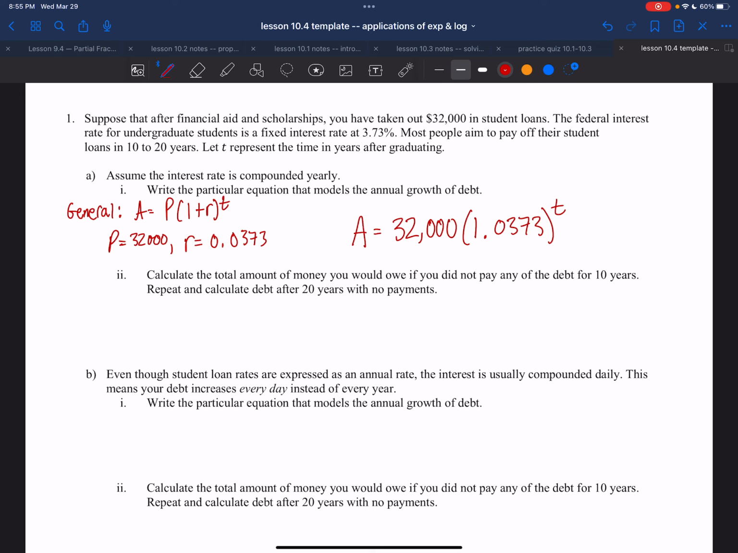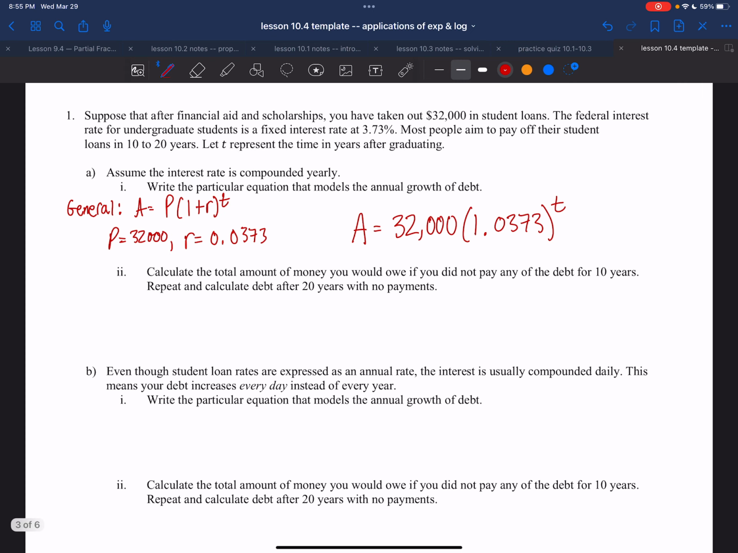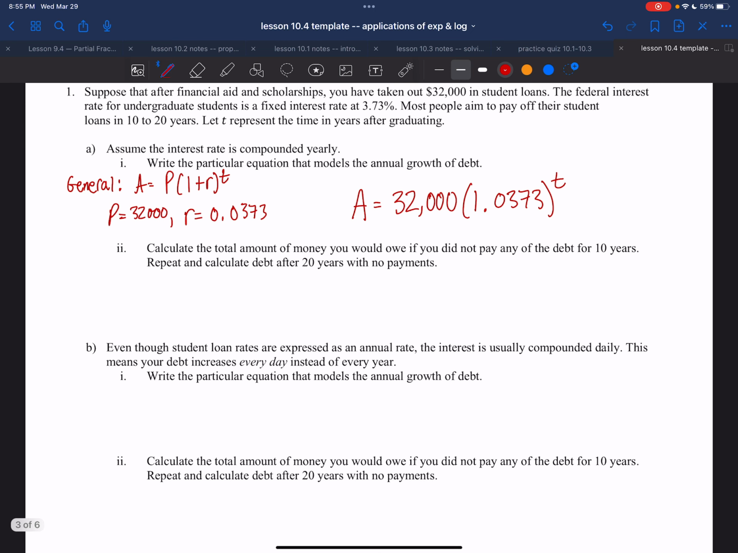You have created the particular equation. Do you see how this is different from the general? We have the general growth function, but we've given it context with an initial value and an interest rate. You might say, why don't we have something plugged in for t? T is a variable. T is time. The function depends on t, okay? We don't need to plug anything in there.